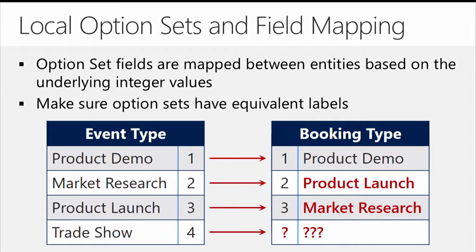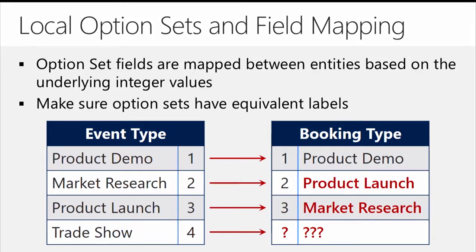The problem with that is if I'm going to do any mapping between fields, it maps upon the value, or the numeric value, not the label. So it's going to put 2 across the board, and now I might actually have it be shown as product launch in booking types when it should be market research, or vice versa. And at the same point, if I don't have specific values available, it doesn't necessarily know how to work through those.